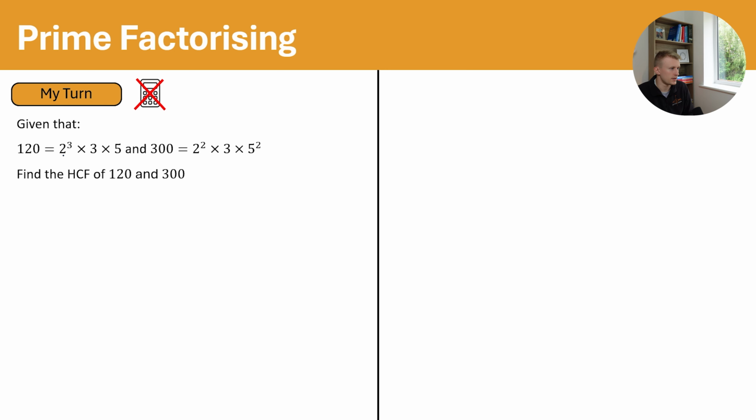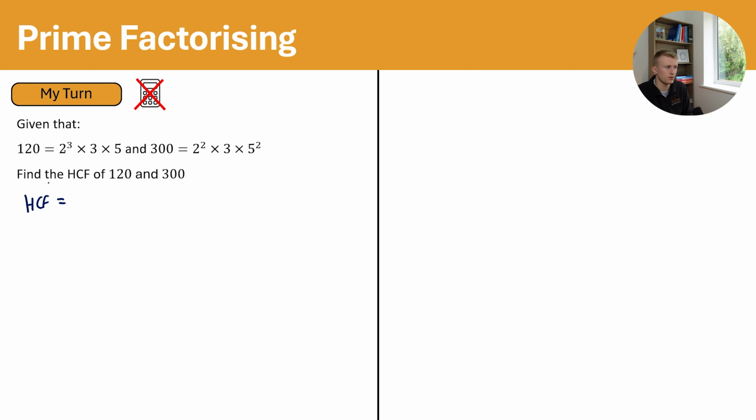Given that 120 is 2 cubed multiplied by 3 multiplied by 5, and 300 is 2 squared multiplied by 3 multiplied by 5 squared, find the highest common factor of 120 and 300. So to find the highest common factor, we want to write down all the factors that they have in common. Let's have a look at this in turn.